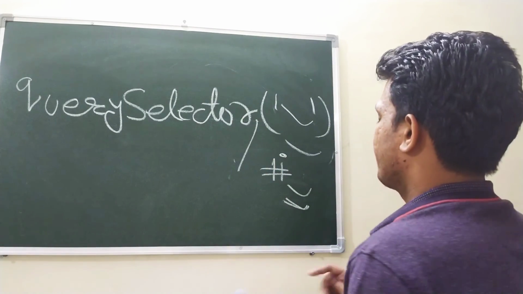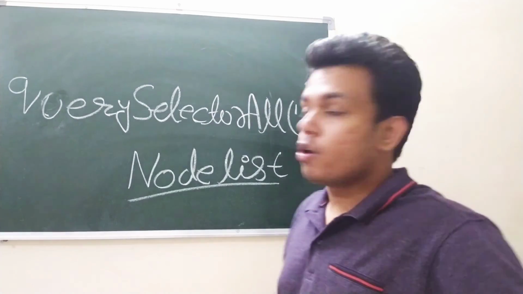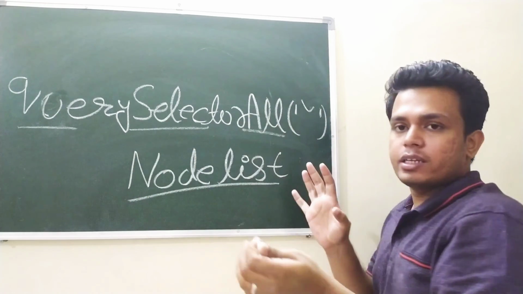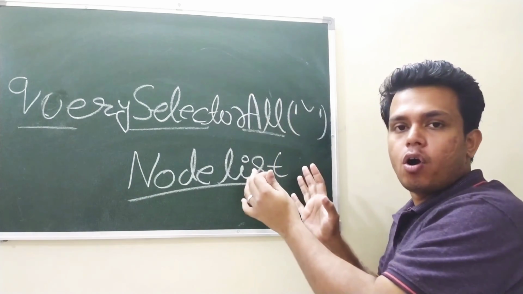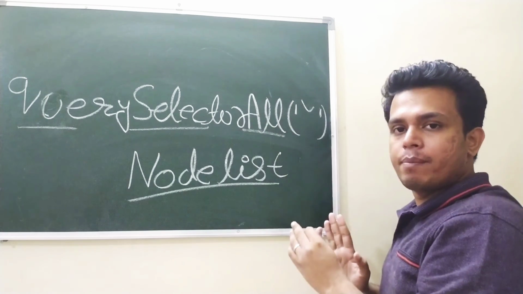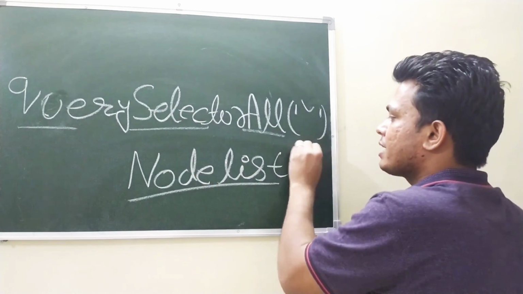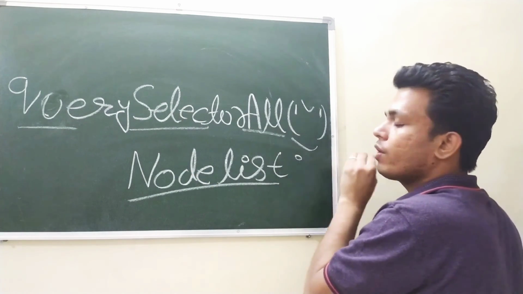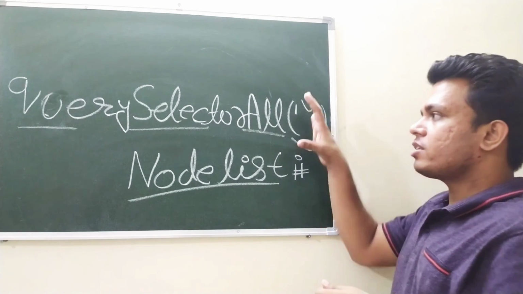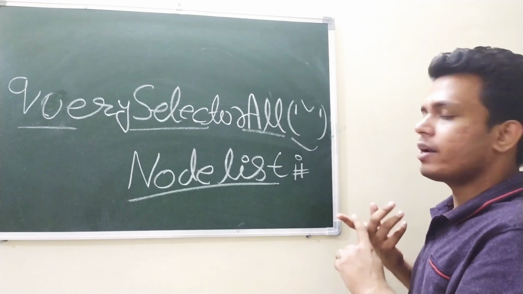Query selector all. What is the difference between query selector all and query selector? It will also accept all the parameters accepted by the query selector. Like for a class name, you need to write the dot before it. For an ID, you can write hash, and that is how you can pass almost any kind of data here, a class or an element or a name also.